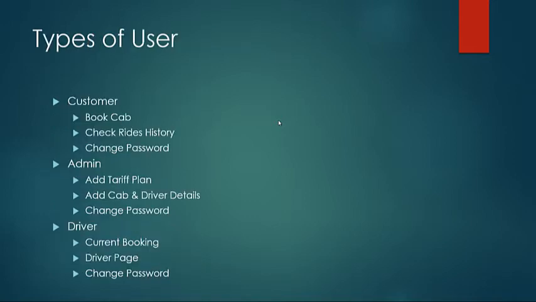Now let's talk about the users. We have three types of users in this project: customer, admin, and driver. The customer can book the cab, check the rides history, and change the password, whereas the administrator can add tariff plans, add the cab and driver details, and also change the password.